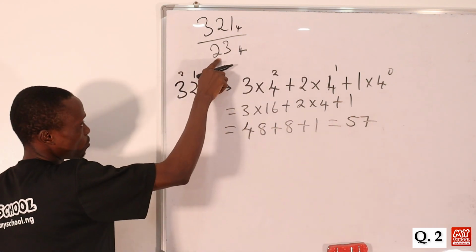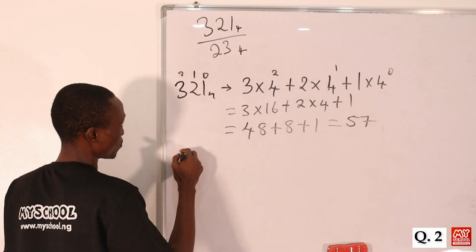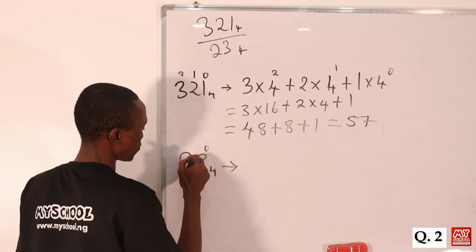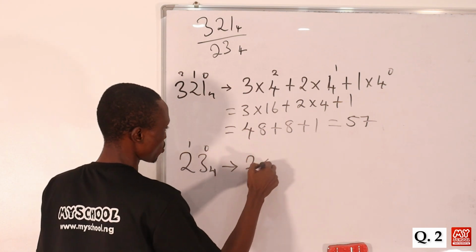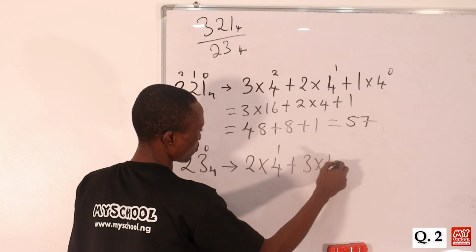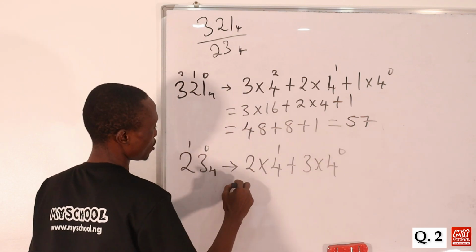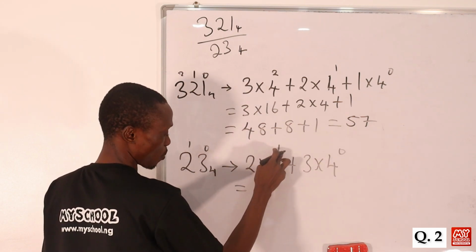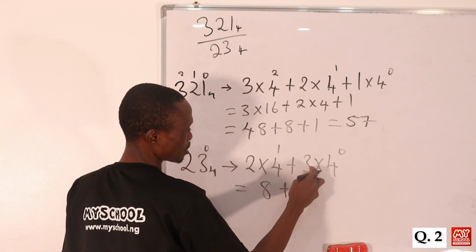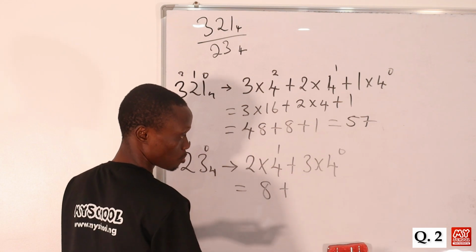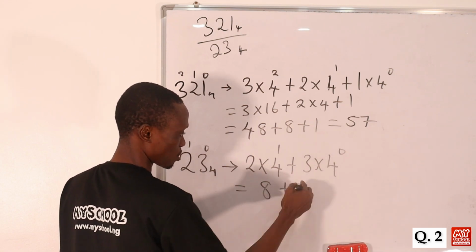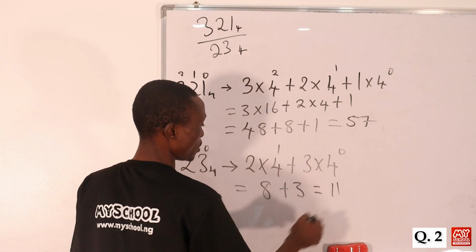So let's also convert the denominator to base 10, which is 23 in base 4. So here is 0, while here is 1. So we'll be having 2 times 4 raised to power 1 plus 3 times 4 raised to power 0. So 2 times 4 raised to power 1 is definitely going to give us 8. Then plus, of course, 3 times 4 raised to power 0 is going to give us 3, because 4 raised to power 0 is 1. So 3 times 1 is going to give us 3. So here we'll be having 11.